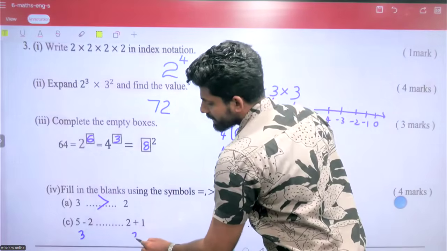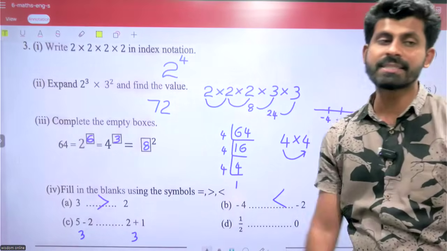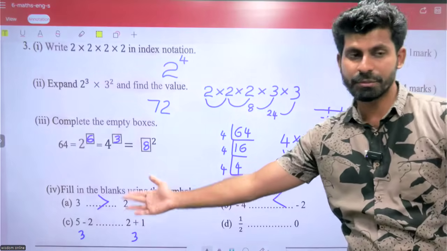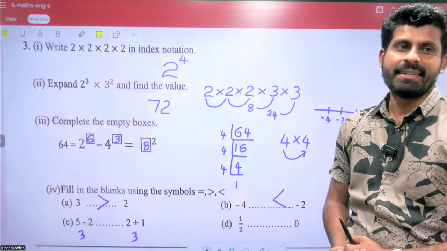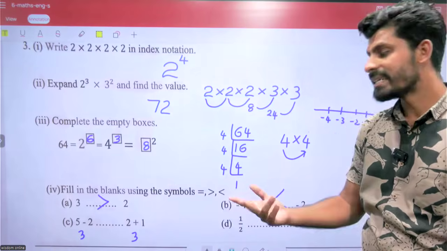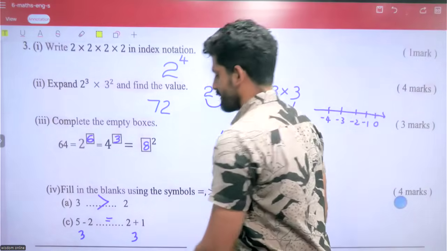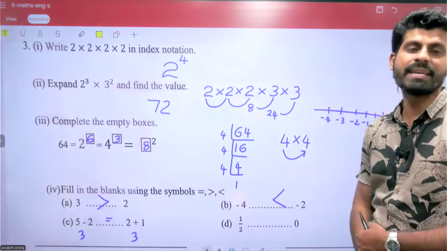5 minus 2 is 3, 2 plus 1 is 3. Then what is the answer? Yes, equal. Right? That one should be equal.